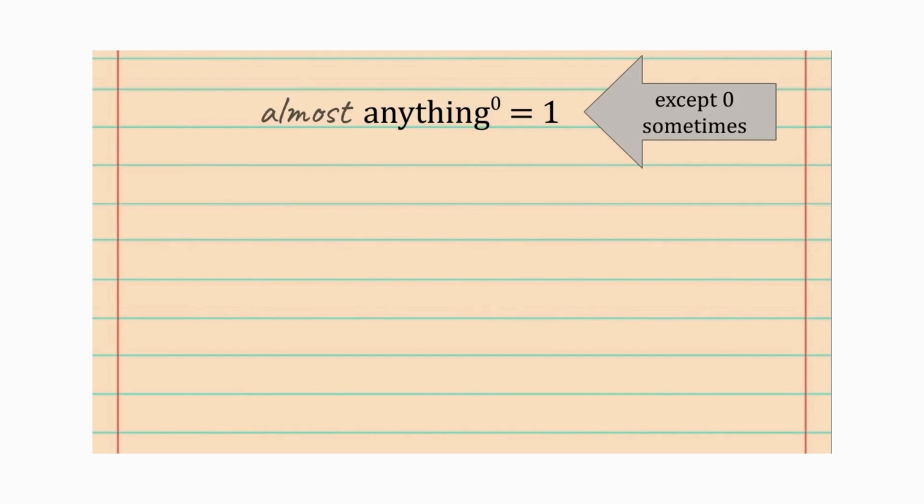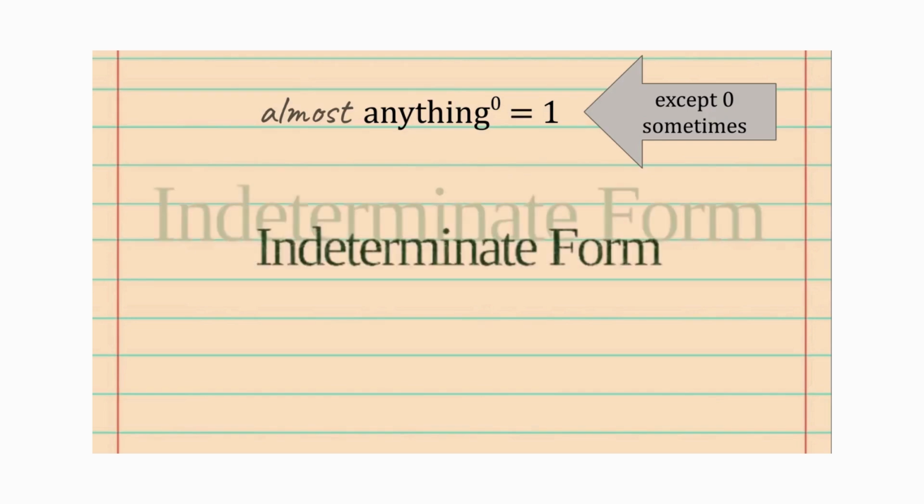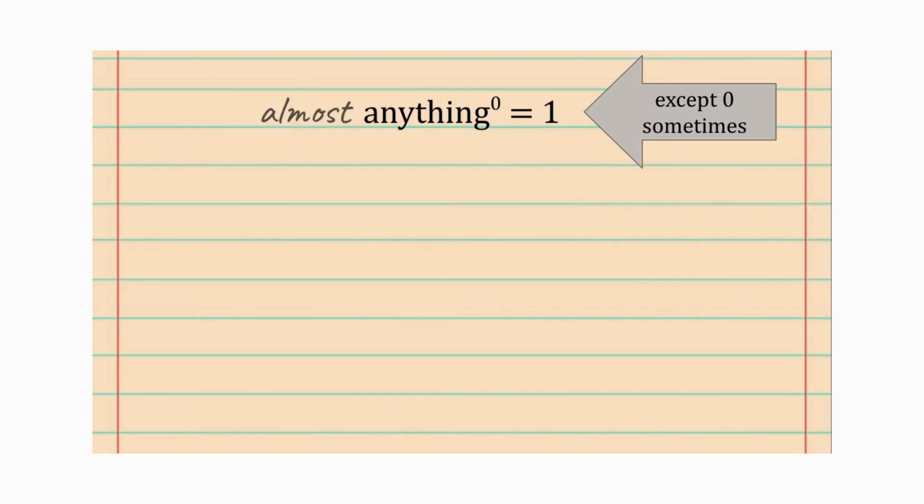Don't do it. So what if zero is an exponent? You may have heard that anything to the power of zero is 1, but that's not necessarily true in all cases. 0 to the 0 is sometimes defined as 1 and sometimes understood as something called an indeterminate form. More on that later. So why is almost anything to the power of 0 equal to 1?